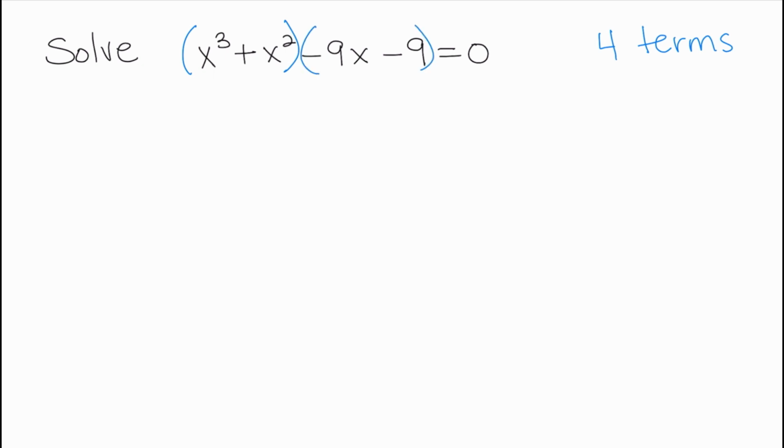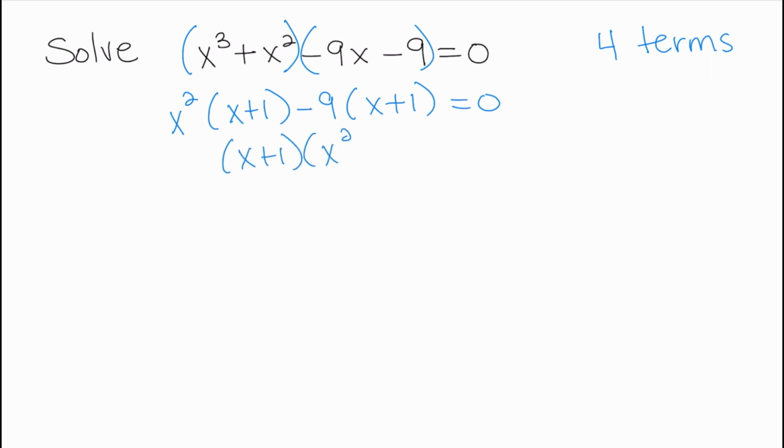From my first 2, in that group, they both have an x squared in common, so I'm left with x plus 1. From the second set of parentheses, they are both divisible by -9, so I'm left with x plus 1. Be careful right here because you actually divided by -9, so -9 divided by -9 is +1. Now what do they both have in common? X plus 1. And I'm left with x squared minus 9 equals 0.